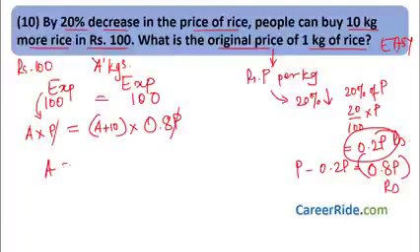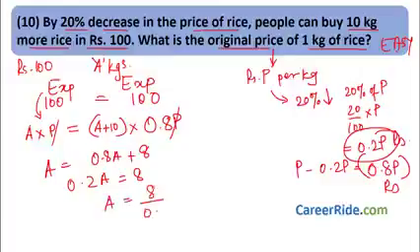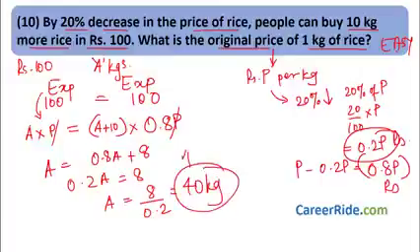What do we have? A equal to 0.8 A plus 10 into 0.8 is 8. Here we get 0.2 A is equal to 8. A would be equal to 8 upon 0.2, 80 upon 2, that is nothing but 40. So 40 kg rice was possible for people to buy initially in rupees 100.